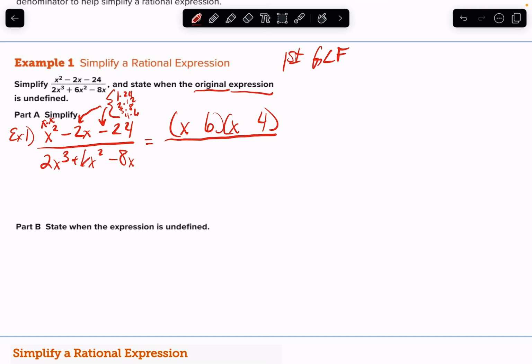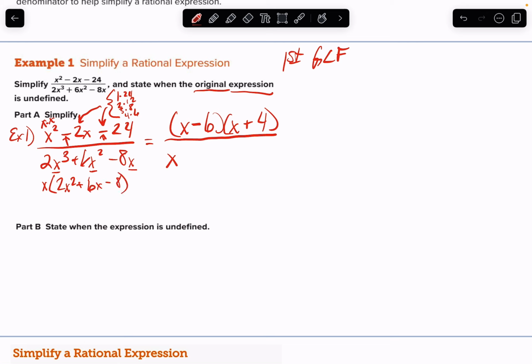I need it to be negative, so I'm going to put it with the 6, because this sign in the back means they're going to be different signs. This sign goes with the bigger factor, and that'll be negative 2 leftovers. Now, in the bottom, they all have at least one x, so I'm going to pull that out. And that would be, if I factor out x, 2x squared plus 6x minus 8.